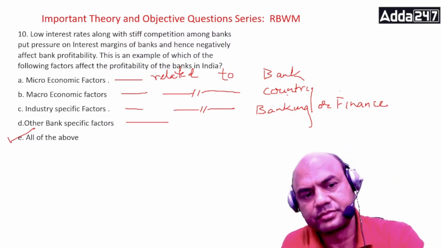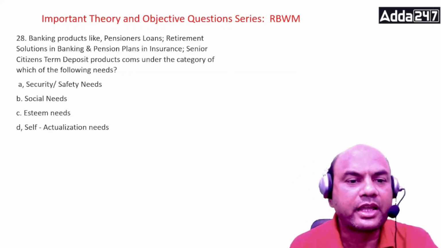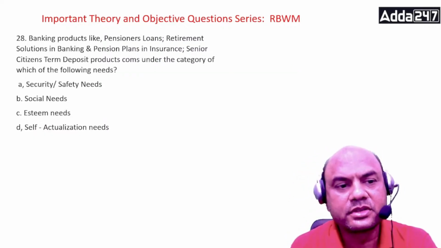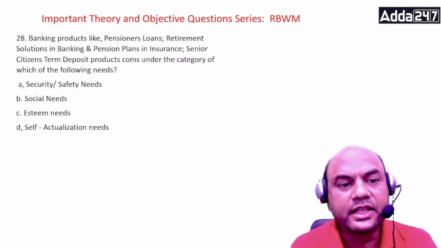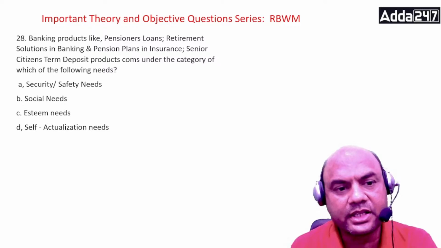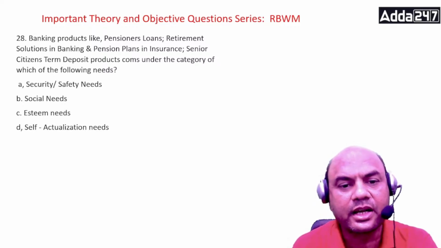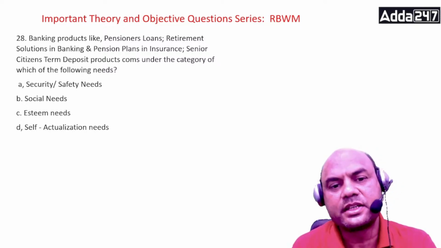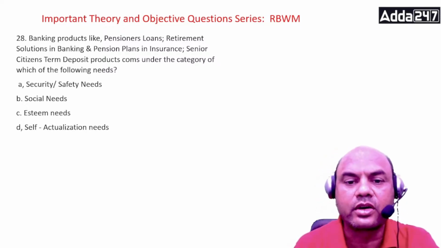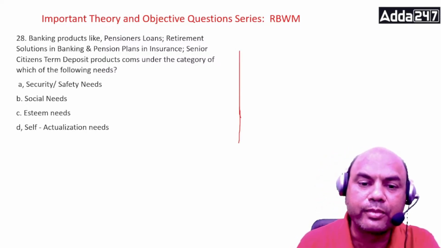Banking products like pensioners loans, retirement solutions, pension plans, senior citizen term deposits come under the category of which of the following? Security safety, needs, social needs, esteem needs, self-actualization needs. Now what are we talking of over here? We are talking of Maslow's hierarchy, right? Do you remember this Maslow?